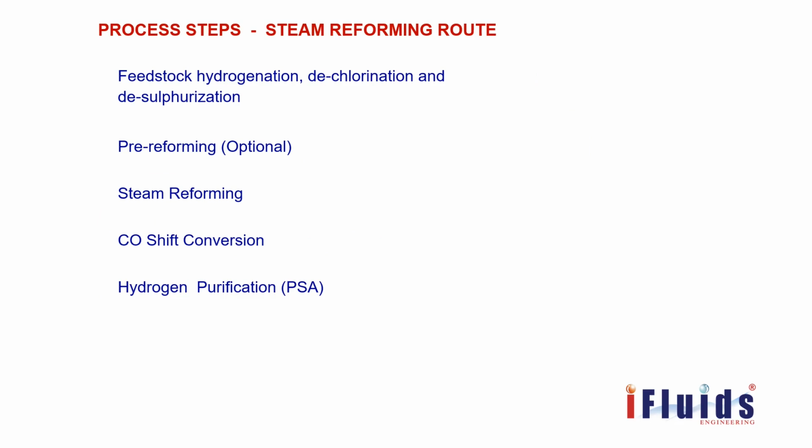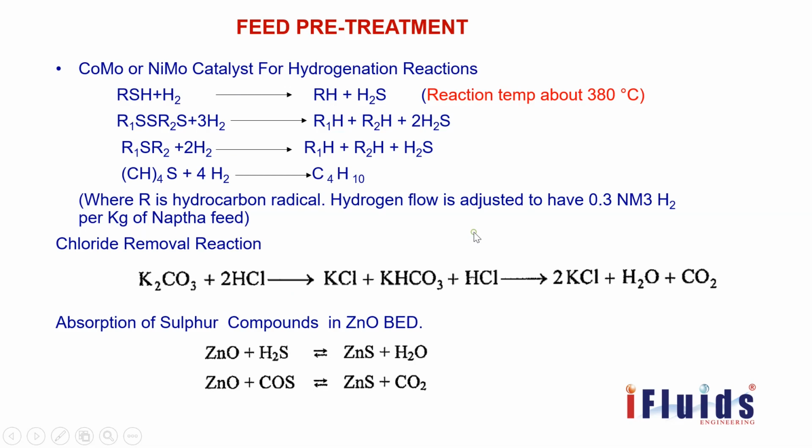The process steps involved in hydrogen production are feedstock treatment, that is feed hydrogenation, dechlorination and desulfurization, and pre-reforming, which is optional. Certain hydrogen generation units have a pre-reformer and certain have only a tubular reformer. Then steam reforming, CO conversion in the shift converter, and hydrogen purification.